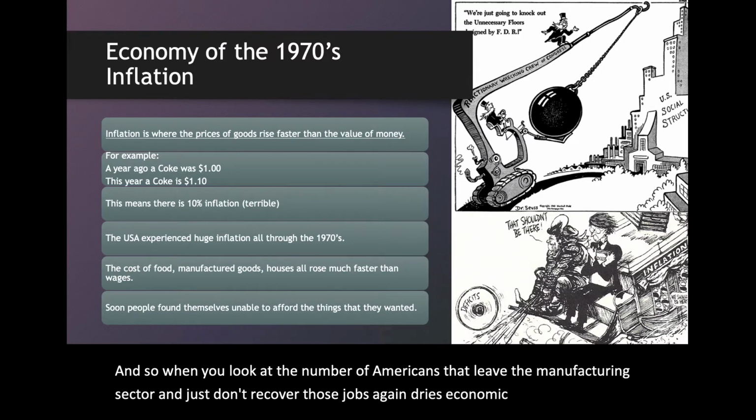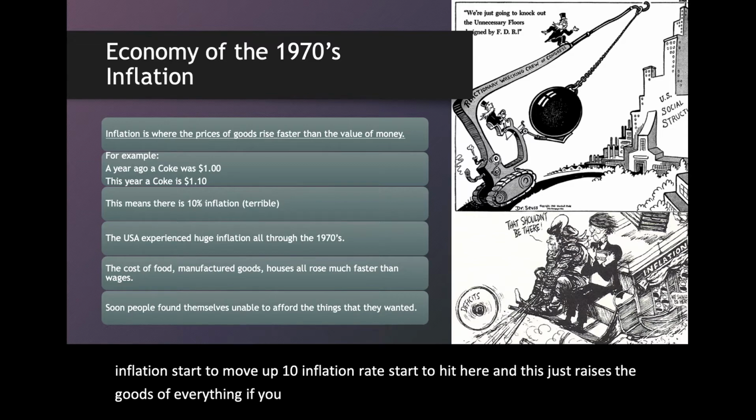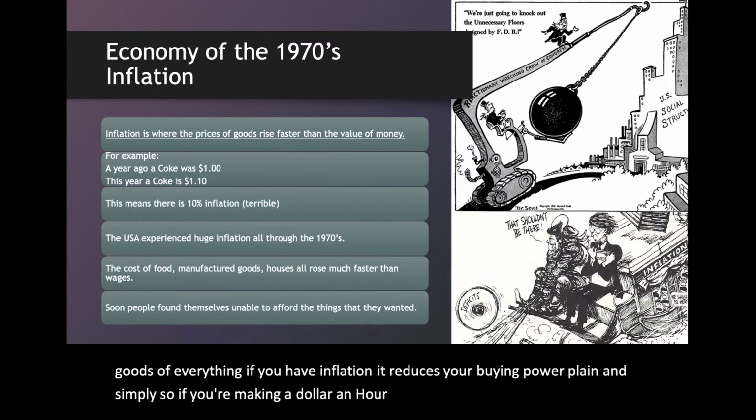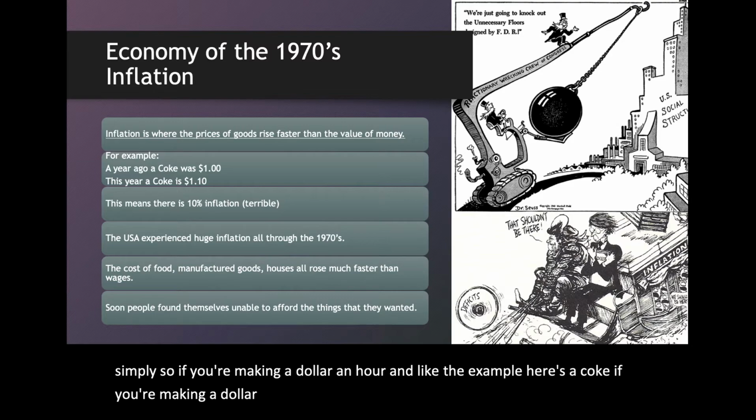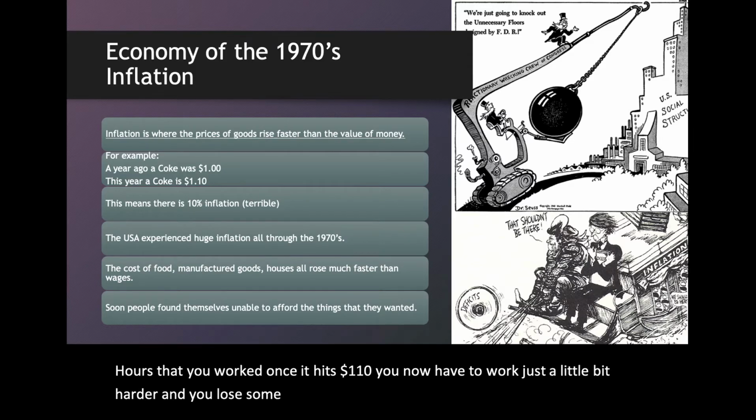You see inflation start to move up. 10% inflation rates start to hit here, and this just raises the cost of everything. If you have inflation, it reduces your buying power, plain and simply. So if you're making $1 an hour, and the example here is a Coke, you used to be able to buy one Coke for every hour that you worked. Once it hits $1.10, you now have to work just a little bit harder, and you lose some of that buying power that you used to have.